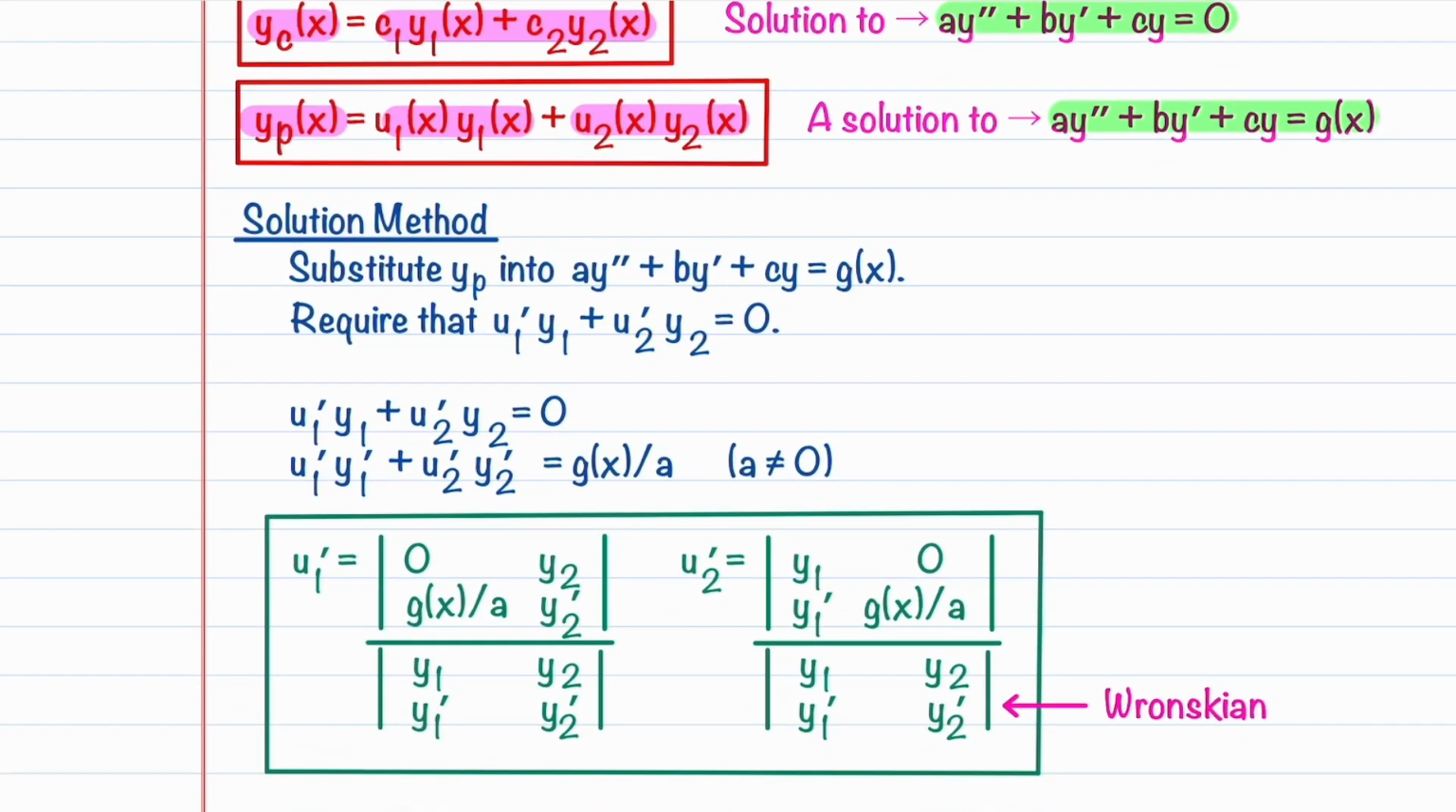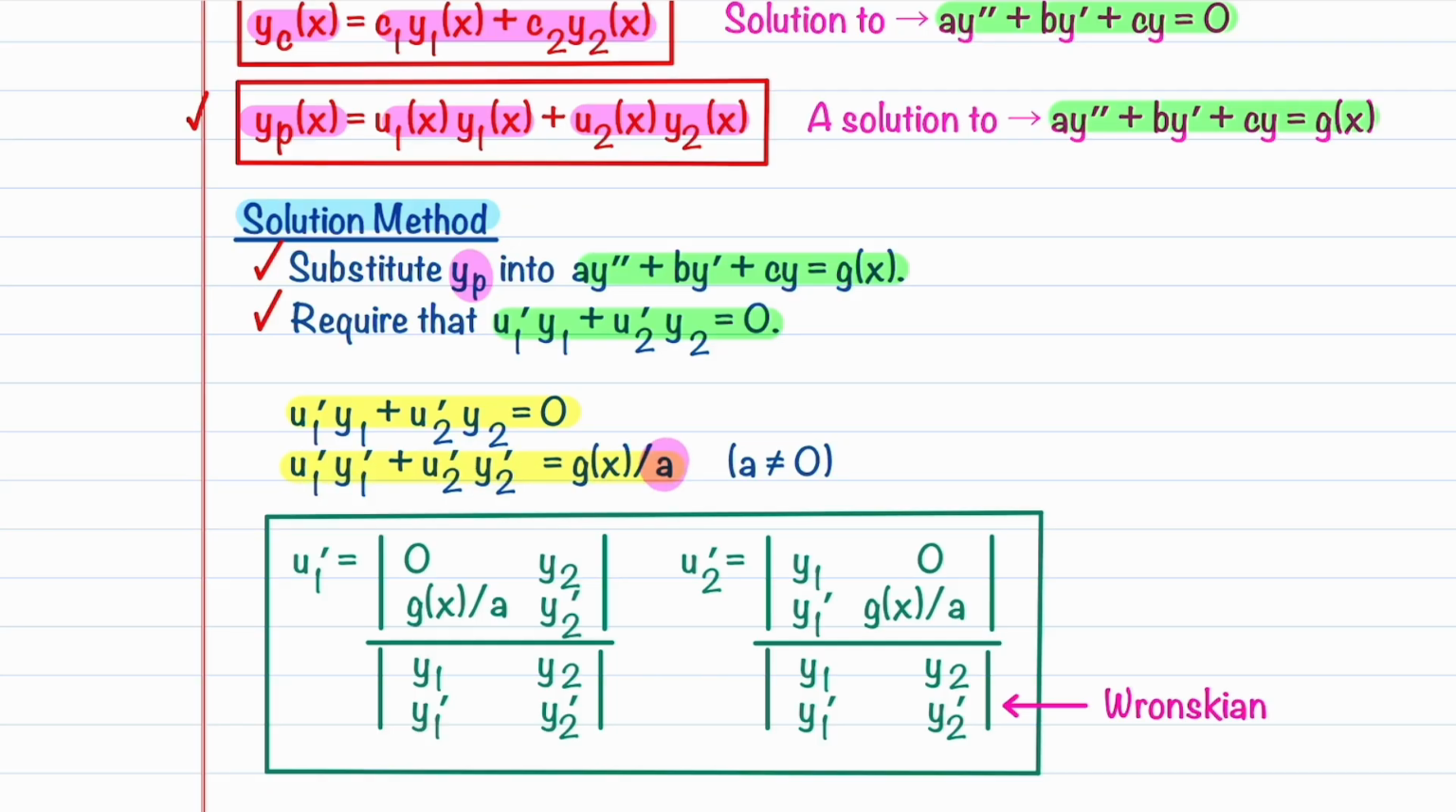Let's now go over how to find this particular solution. What you're going to do is substitute y sub p, that's right up here, into the non-homogeneous equation. You're then going to require that u1 prime y1 plus u2 prime y2 is equal to 0. That's just a condition that we can impose to find a specific solution to the non-homogeneous equation. I'm not going to go over the derivation, but when you make this substitution and impose this condition, you end up with these 2 equations.